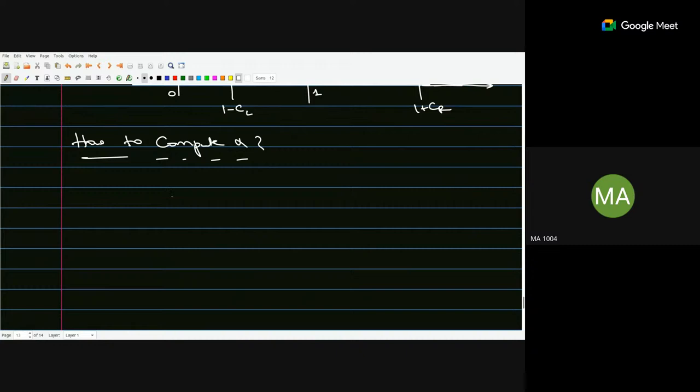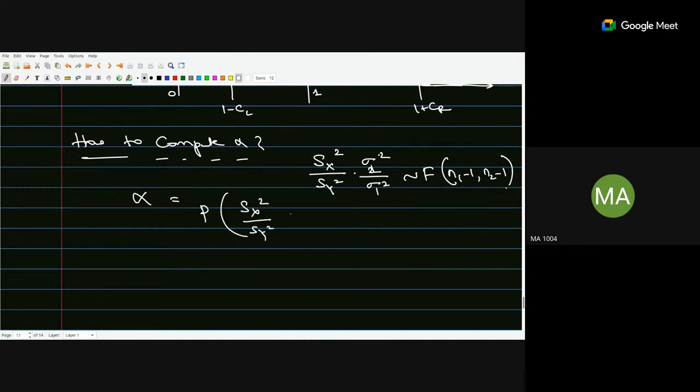How do we compute? Now I know that alpha. So what do I know? This I know: Sx square by Sy square into sigma 2 square by sigma 1 square will follow F with n1 minus 1 and n2 minus 1 degrees of freedom. So using that I will get Sx square by Sy square. So now I have two regions, right?